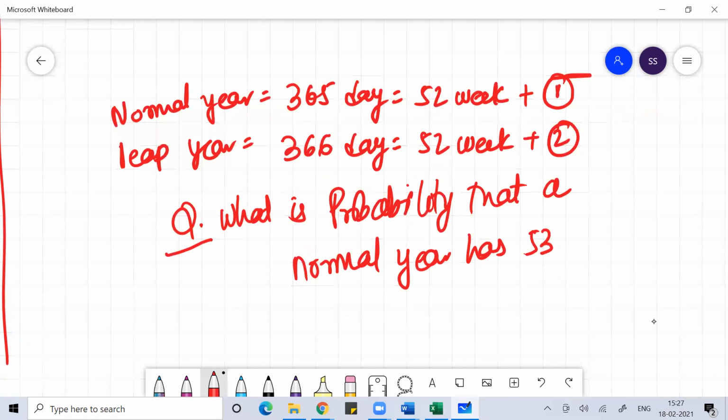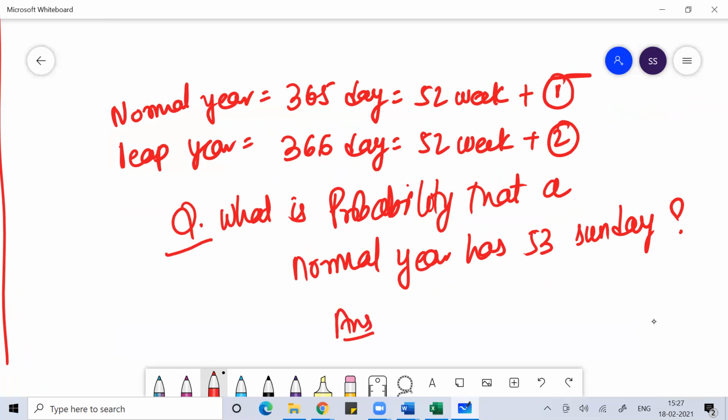This is a very common question. What is the probability that a normal year has 53 Sundays? What answer will you give? The answer for this question is 1 by 7. How 1 by 7? It's very easy. This is a very important question, so please remember this. It is one of the very favorite questions of calendar and probability. This question is actually an intersection between calendars and probability.